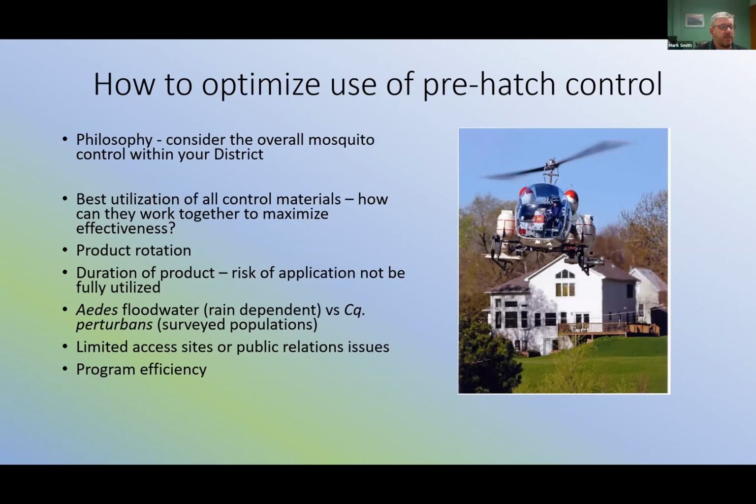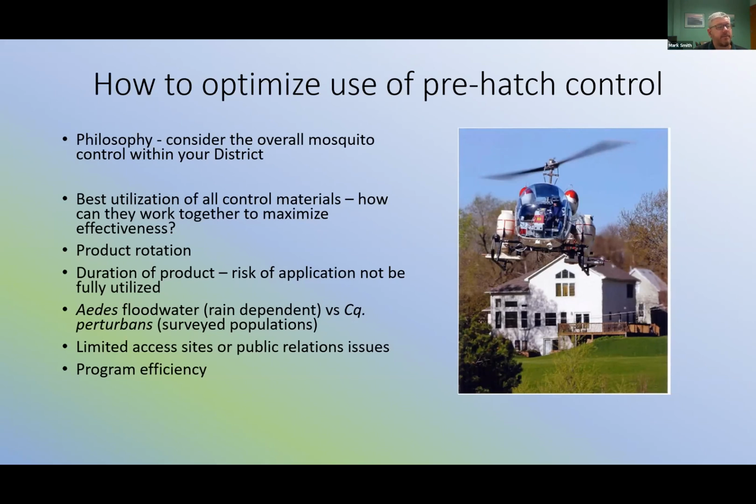If you're in a smaller district, you certainly would want to get as close to 100% efficacy as you can. Sometimes when we're treating larger areas, there might be a trade-off to get maybe 85% control in more sites as opposed to getting 100% control in fewer sites when you're covering such a large geographical area.